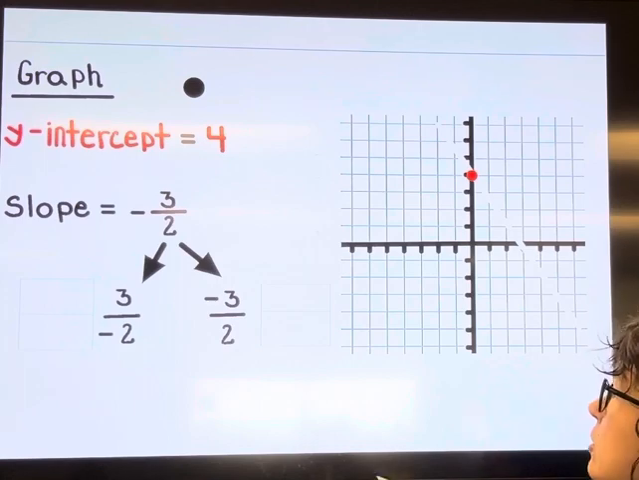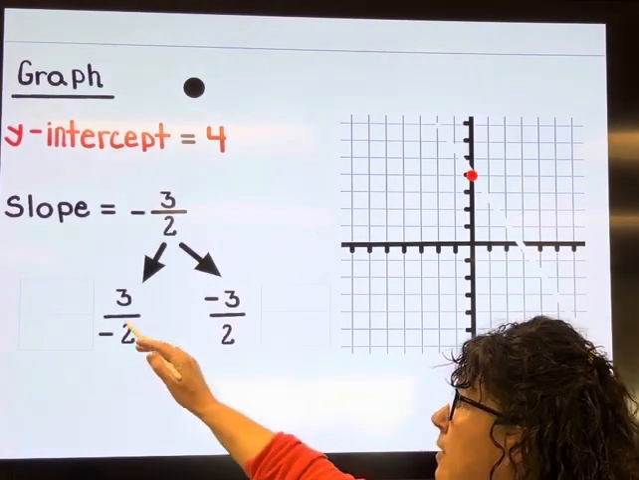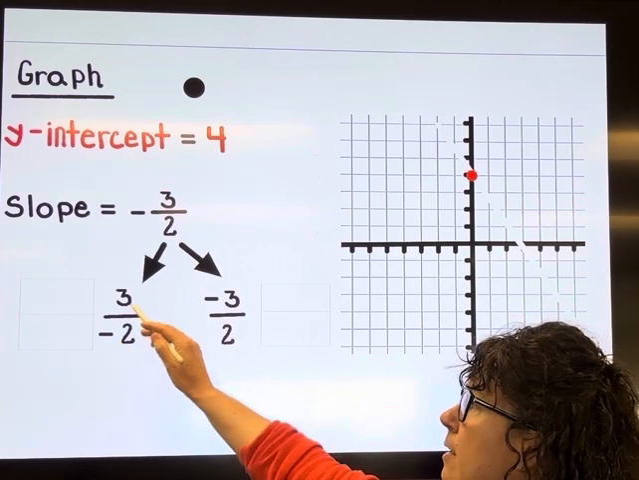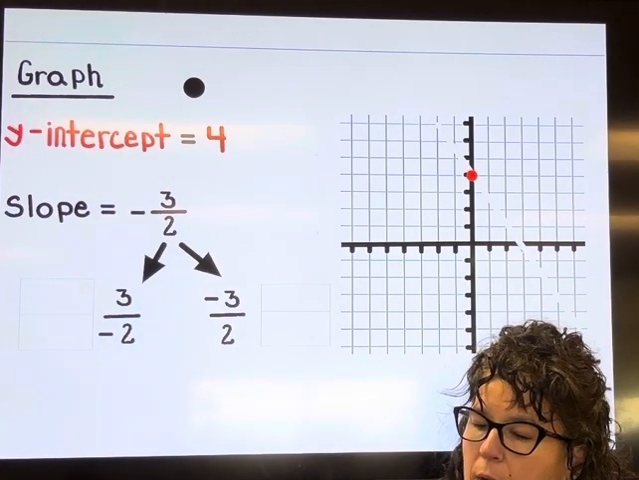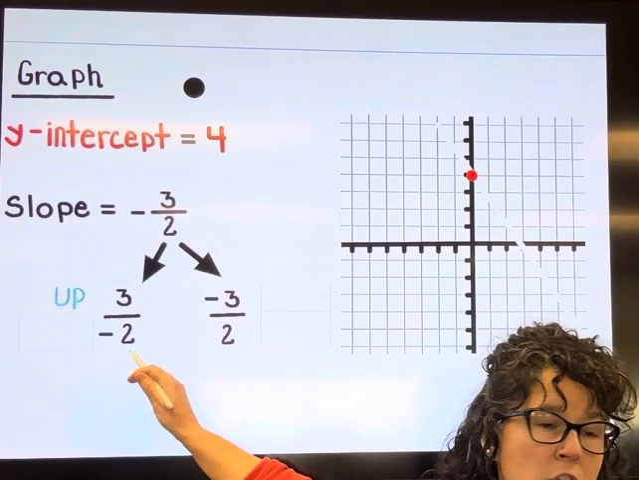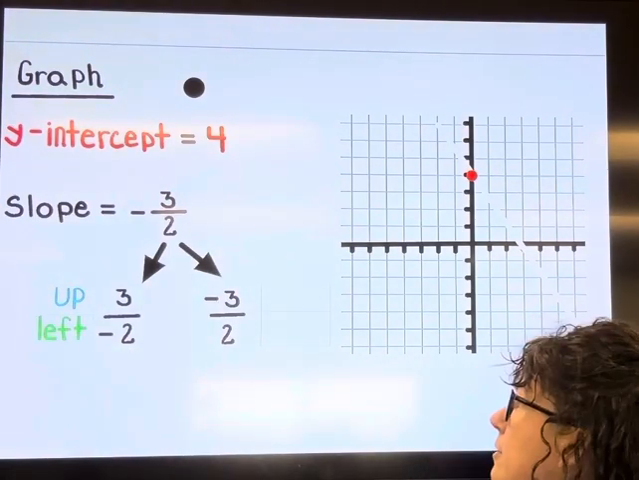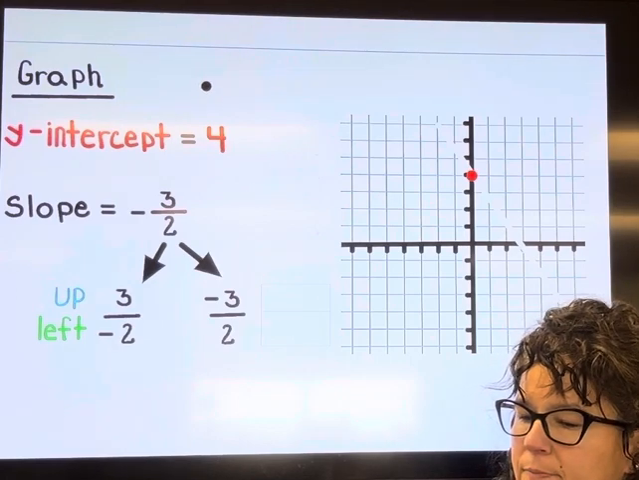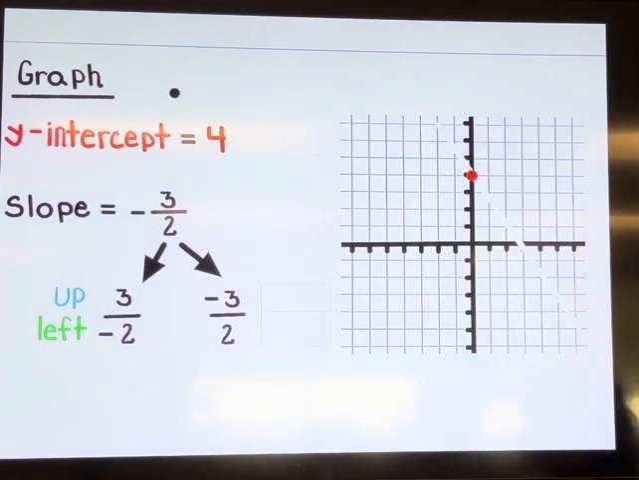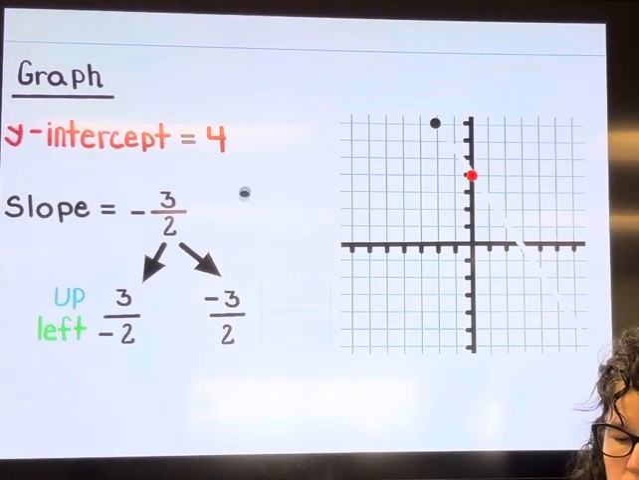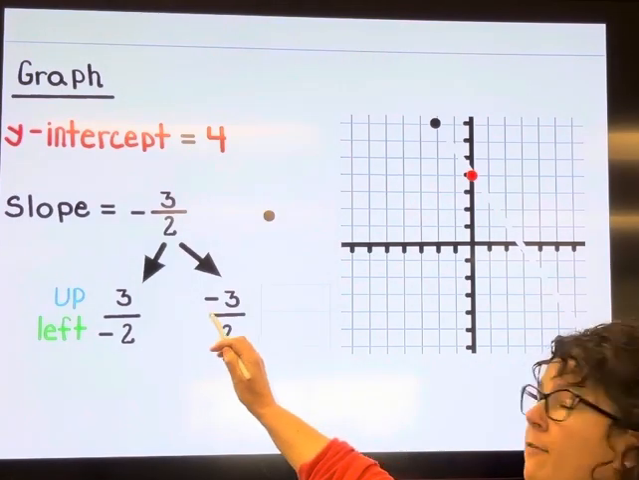If I decide to move this negative, let's say, to the bottom, then if I rise 3, I'm going up, run -2, I'm going to go left. Okay, so let's grab this point, and here I am beginning at 4, and if I rise 3, up 1, 2, 3, run -2, backwards 2, I'm right there.